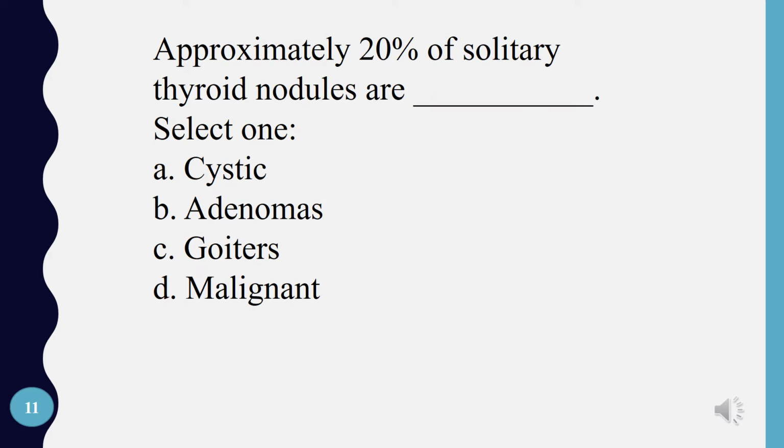Approximately 20% of solitary thyroid nodules are A. Cystic. B. Adenomas. C. Goiters. D. Malignant. The answer is A. Cystic.